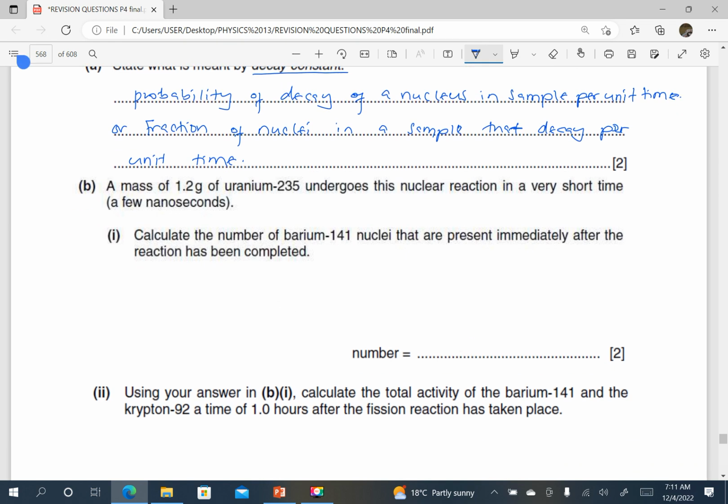A mass of 1.2 grams of uranium-235 undergoes this nuclear reaction in a very short time, that is a few nanoseconds. Calculate the number of barium nuclei that are present immediately after the reaction has been completed.